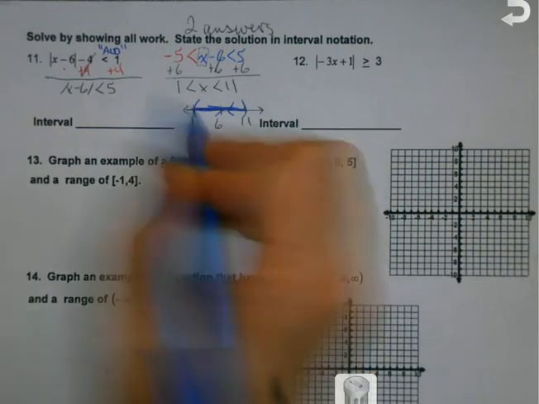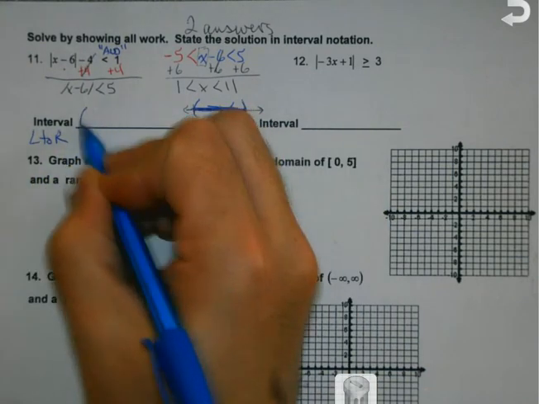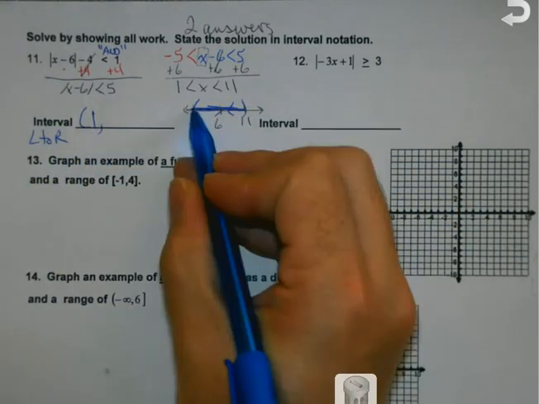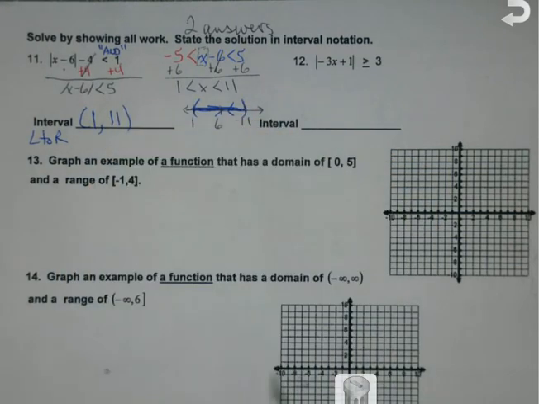Furthest most point, it's always left to right. Left is at 1. Ends right here at 11. That's what my ands look like. That's what their interval notation looks like. That's what the graph looks like. We start putting these things together based on the arrow.